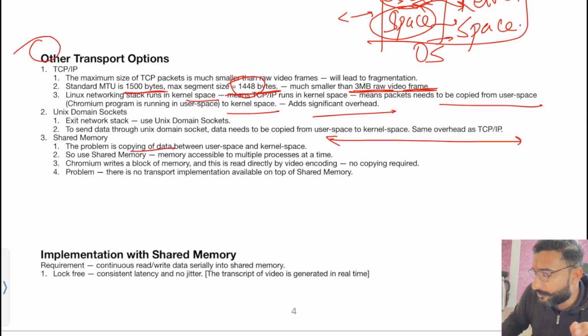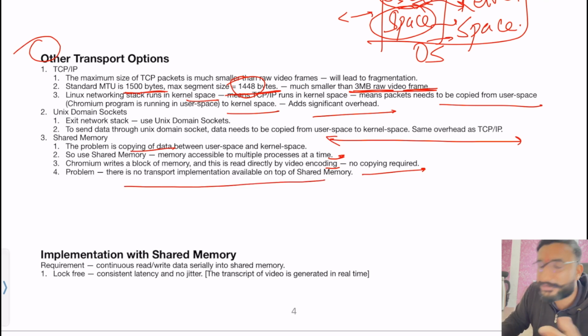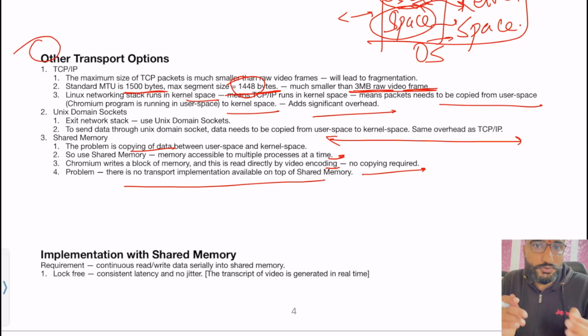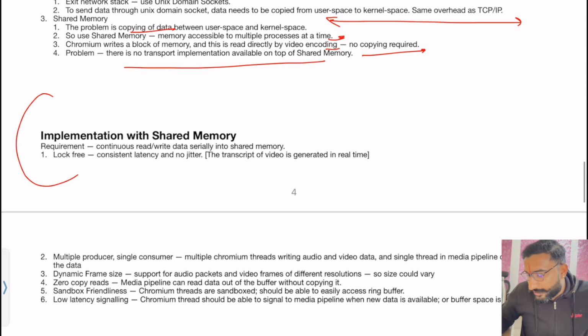So use shared memory accessible to multiple processes at a time. Chromium writes to a block of memory and this is read directly by video encoding, no copying required. The problem is that there is no transportation. There is no default transport mechanism available which can be directly used, so you have to come up with your own implementation to use this shared memory functionality.